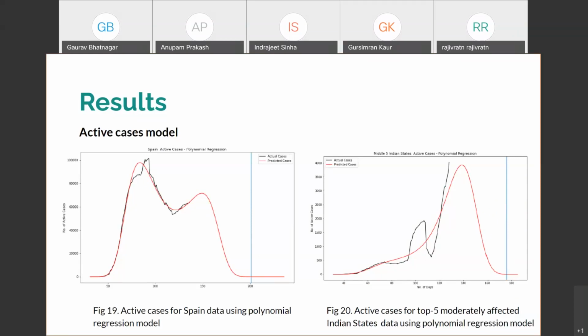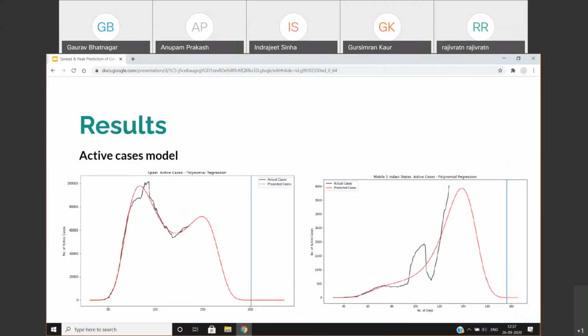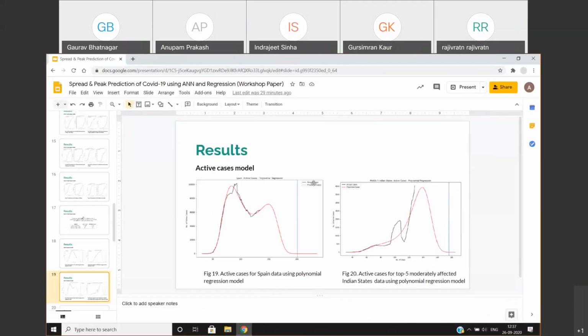Okay, so on the basis of the data you have, this 200 days decision came from your model. Yeah, right. Okay. Thank you, Anupam. Thank you for the nice presentation. Thanks a lot. Thank you.